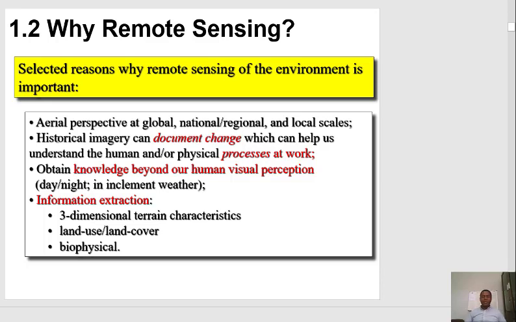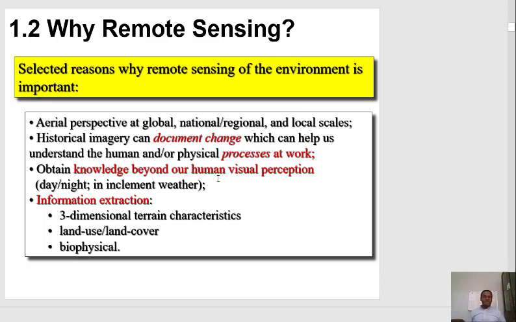The third reason why we study remote sensing is because we can obtain knowledge beyond our human visual perception. Thanks to remote sensing, our knowledge now extends beyond our human visual perception. Most of the time you hear that seeing is believing. Seeing with the human eye is limited by your eyes. The electromagnetic radiation that is applicable for human vision is in the visible range. Human eyes usually operate within the visible range, which ranges from 0.4 micrometer wavelengths up to 0.7 micrometer wavelengths.